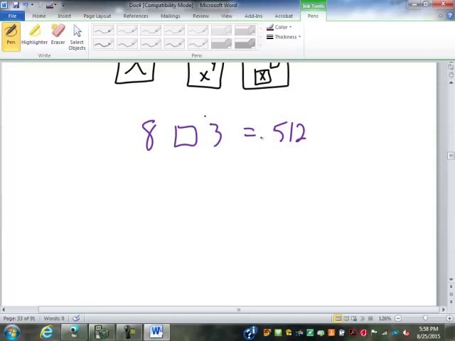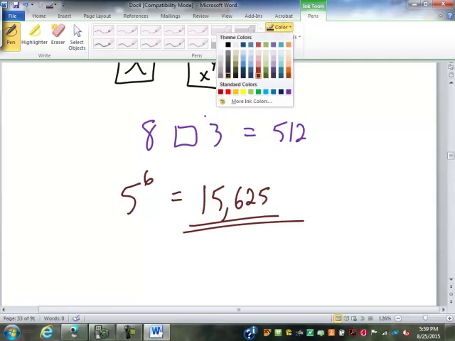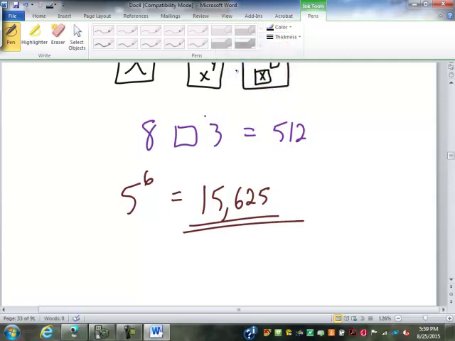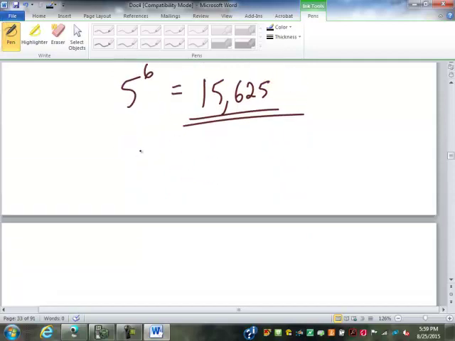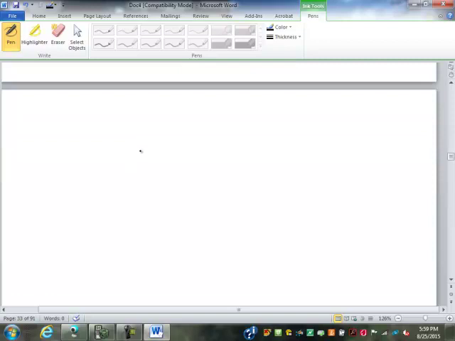Everybody get it to work? Okay. Try one more. 5 to the power of 6. See if that one works for you. You get 15,625? Perfect. Okay, so with the numbers, we can deal with the powers. But what happens if we have a variable with a power? Just like 8 to the third means 8 times 8 times 8, of course, x to the third is x times x times x.